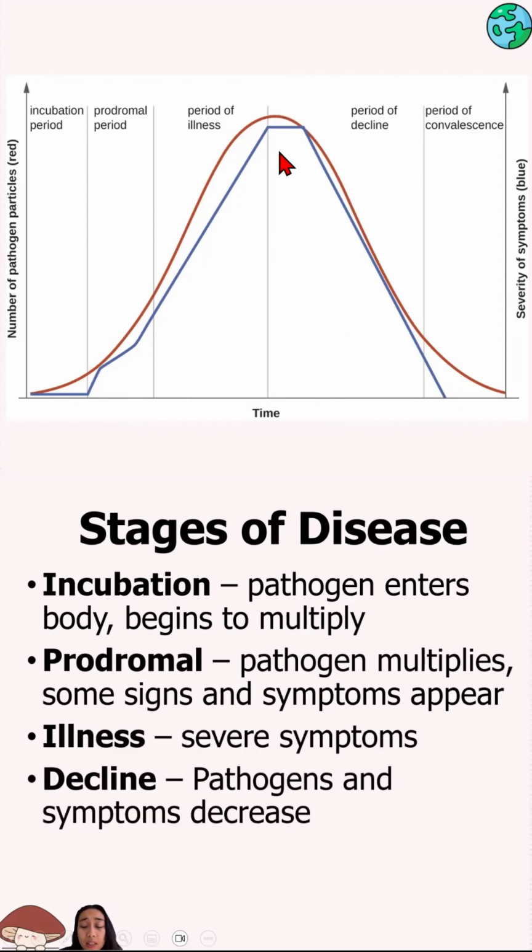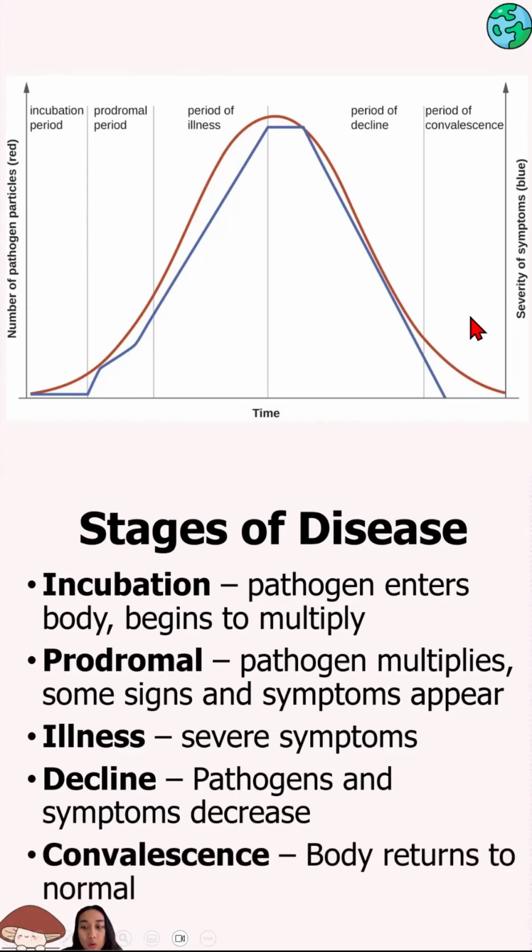And then, of course, the individual starts to get better. Their immune system starts to fight the microbe. And so we have this decline. So the number of pathogens declines, the number of symptoms declines. And then finally, we get to convalescence, where the body returns to normal. And so at one point, you're not going to have any more symptoms, and then the amount of microbe is low enough. So those are the 5 stages of disease.